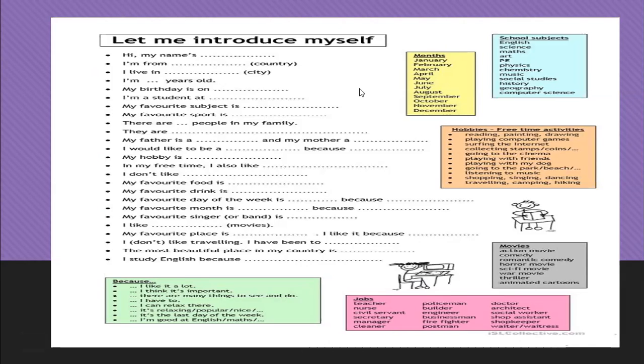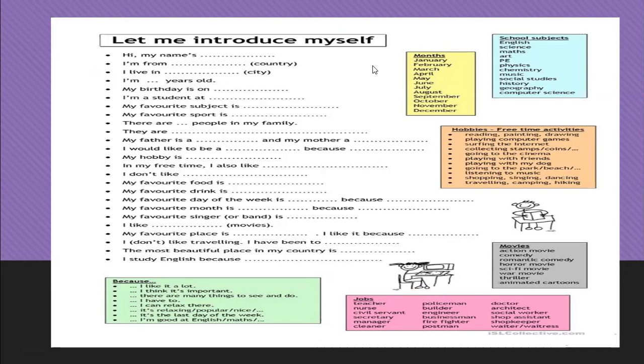Okay, so let's get started, and I am going to introduce myself. Okay. Hi, my name is Rosy Diaz. I'm from Mexico, Mexico City. I live in the Mexican state. I'm 4 years old. My birthday is on April the 3rd, and I'm not a student anymore.